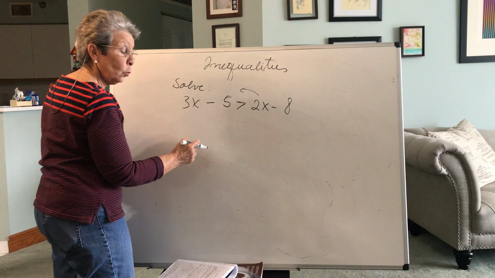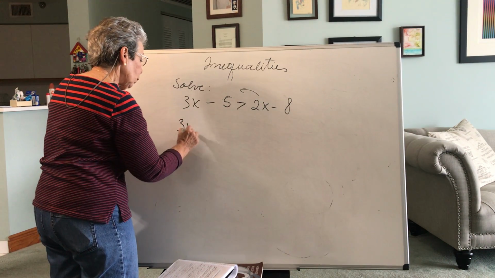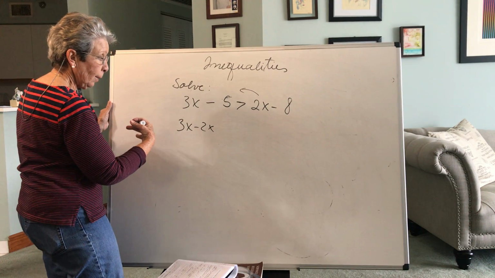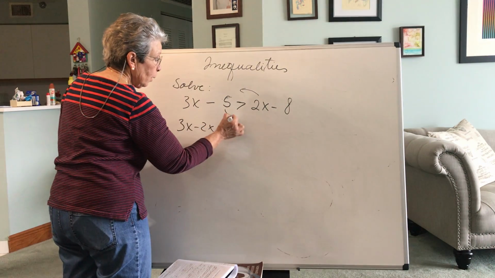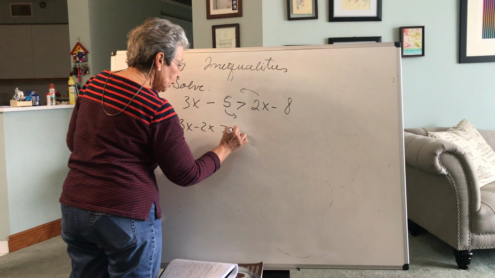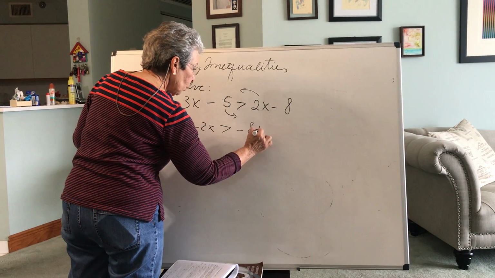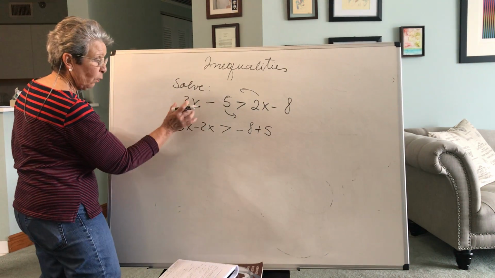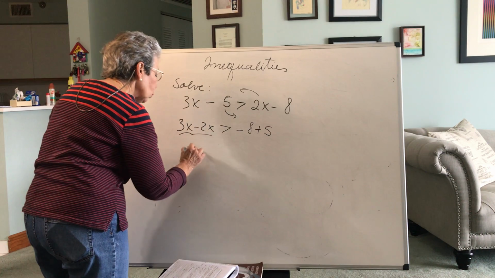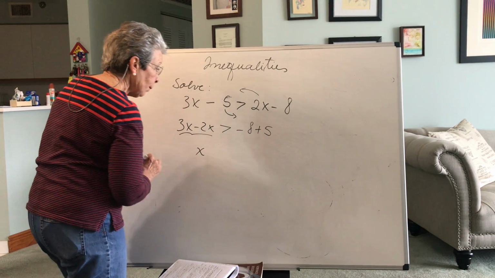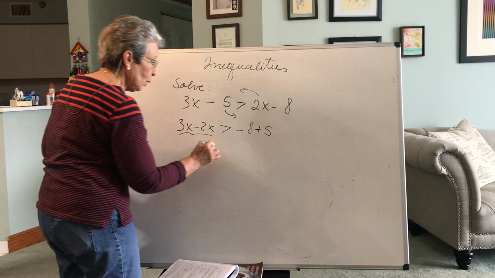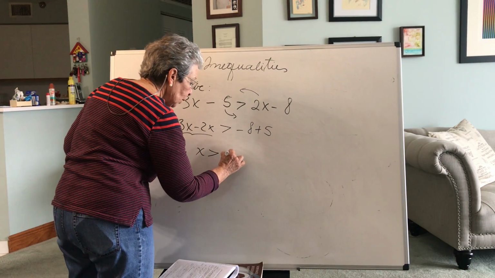I am going to change 2x to the left side. So you have 3x minus 2x, because it is positive here, when changed to the left side it will be negative. And I am going to change the 5 to the right side. Then you have greater than negative 8 plus 5, because when you change negative 5 to the right side it will be positive. Combining like terms, 3x minus 2x is 1x, or simply x, greater than minus 8 plus 5. Subtract and keep the sign of the largest. The answer will be negative 3.